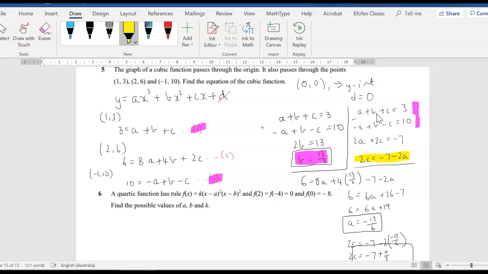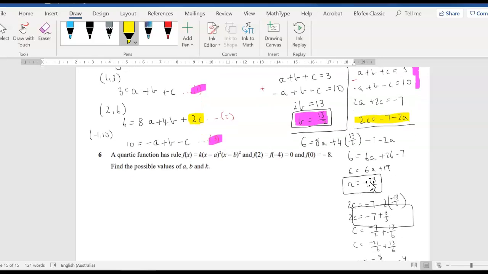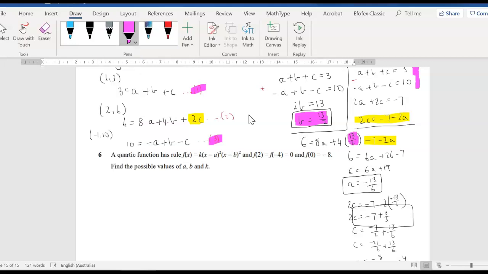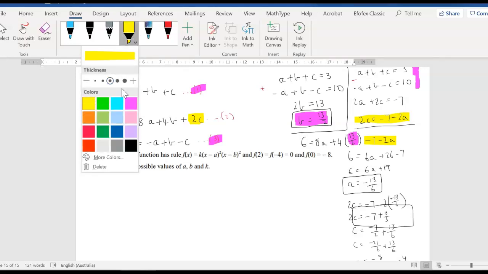I didn't just solve for c, because I noticed over here in my second equation that we've got 2c. So I can easily substitute in for 2c instead of substituting in for c. I just had to look for little shortcuts like that. Then I substituted the value of b and the value of 2c, 2c in yellow and b in pink, into equation 2.